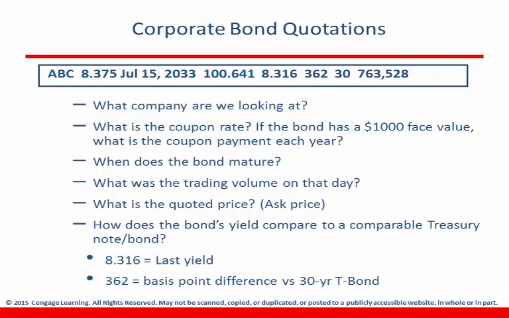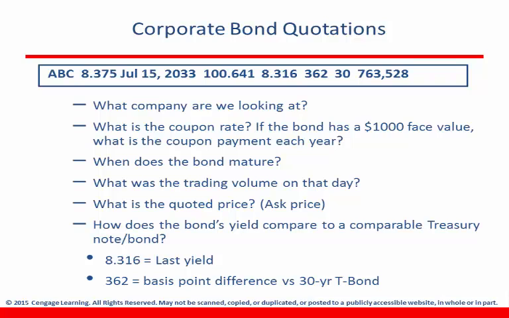So, 8.375%. So if you think about $1,000 par value, then the coupon payment each year is going to be, just move that decimal over one spot, $83.75, right? When does this bond mature? That's the next number. It's going to mature July 15th, 2033. What was the trading volume? That's the next number, 100.641. What is the quoted price, which is known as the ask price?